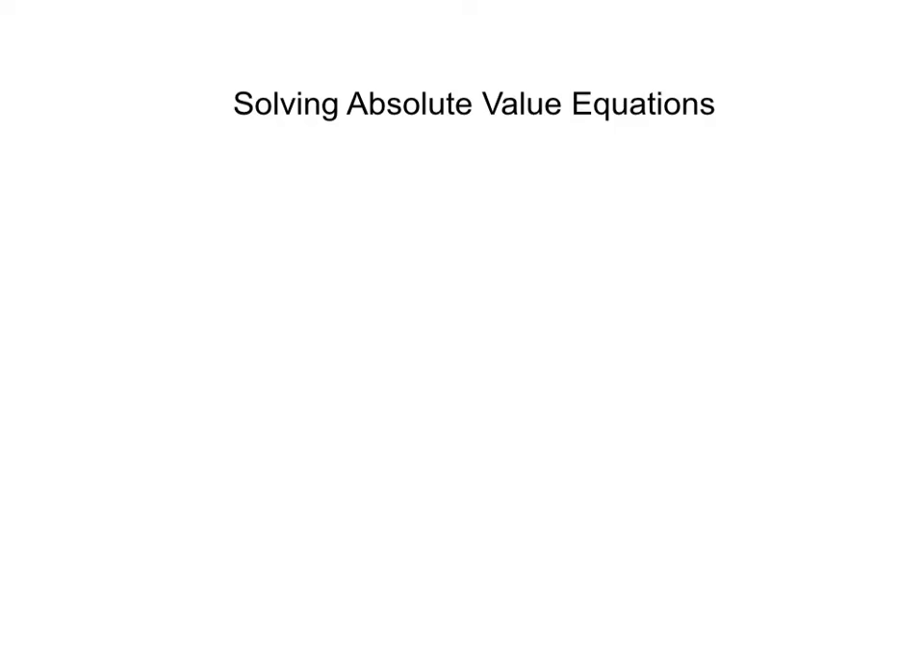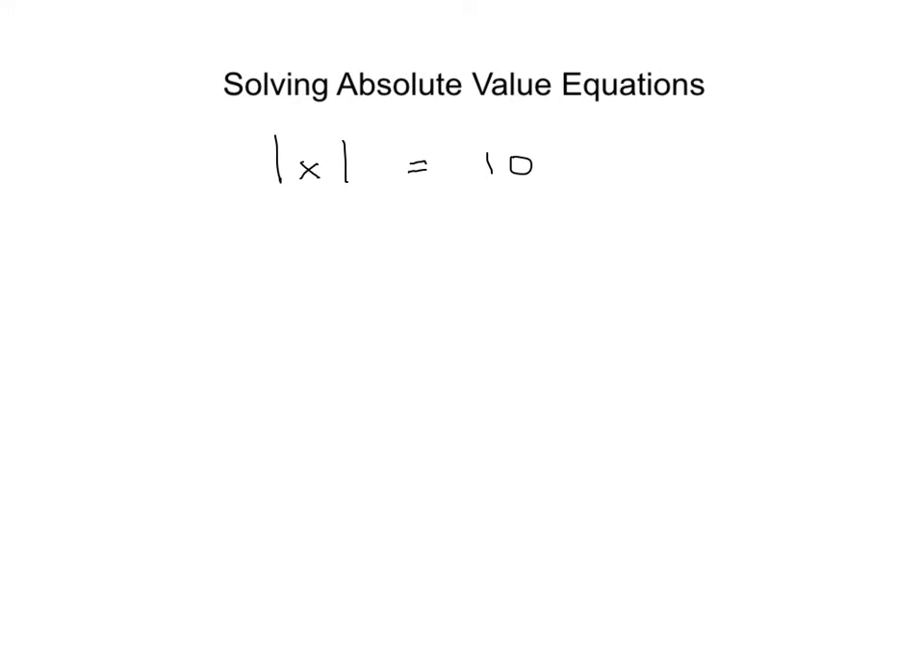We're going to look at solving absolute value equations today. As a reminder, an absolute value equation is when the variable is inside the absolute value marks. Looking back at absolute values in general, if you take the absolute value of 3, we get 3. If we take the absolute value of negative 3, we get 3.